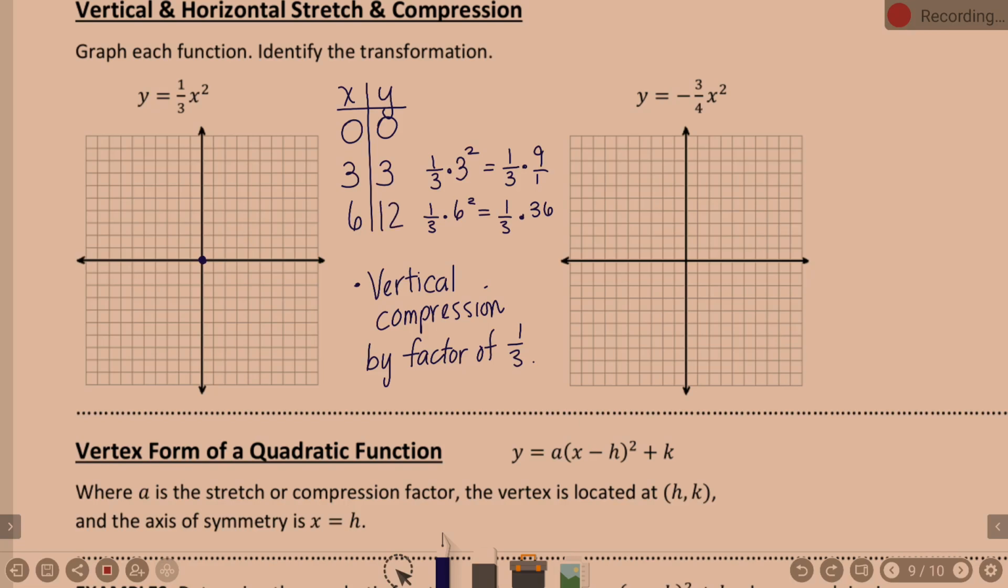Okay, so we already talked about 0, 0. From 0, 0, one of my points is going to go 3, 3. So we're going to go right 3, up 3. My other point that we found is 6, 12. 6, 12 is going to go right 6 and up 12.